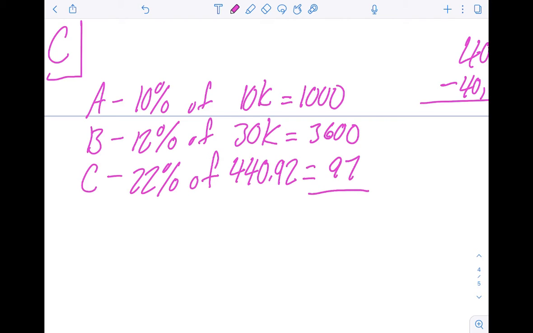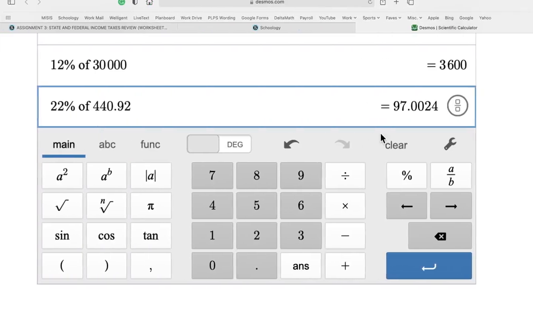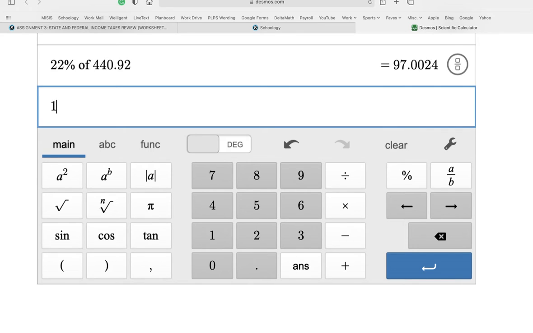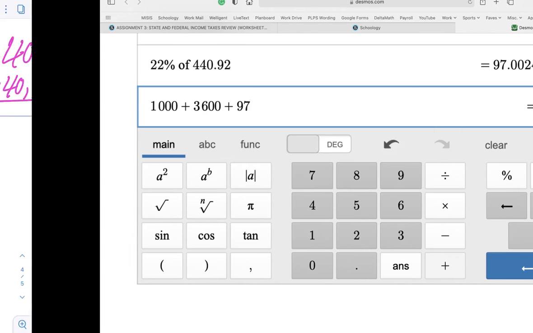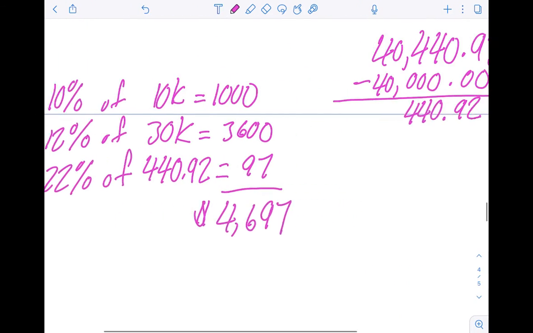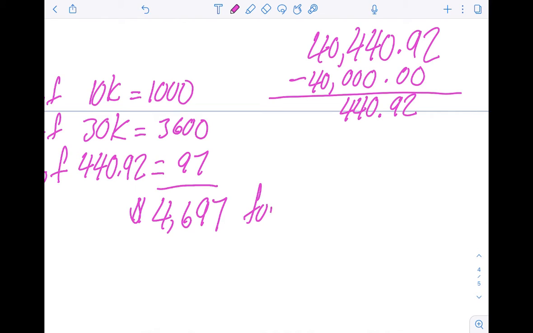Those are the ones that I add up, kiddos. 1,000 plus 3,600 plus 97 is $4,697. Right? So I go back. So that's how much for federal. Look at that. That's how much we pay for federal.